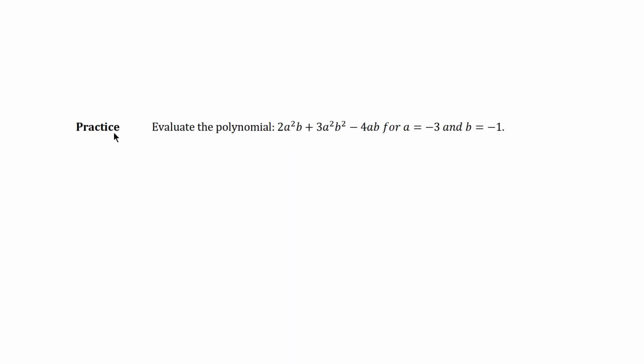Next, we have a practice problem. Evaluate the polynomial 2a²b + 3a²b² - 4ab for a = -3 and b = -1. Go ahead and pause the video, try out this problem, and then check back with the video to see the solutions.